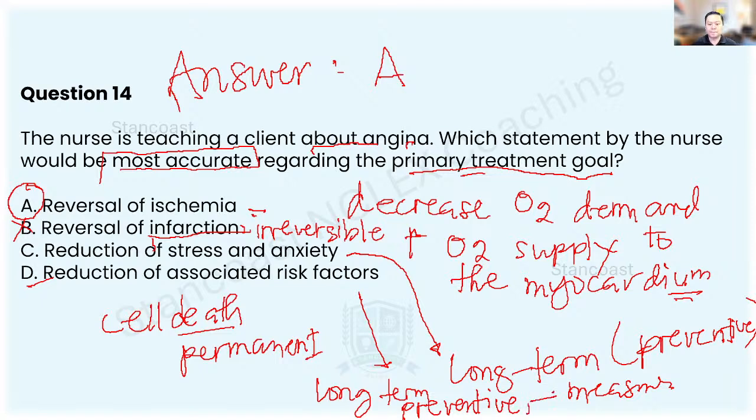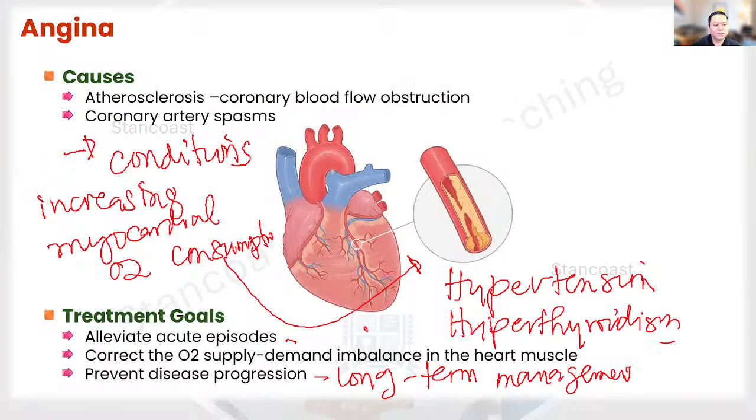Preventive measures. All right. So what slide are we at? We are on slide 584. Okay, let me just show you real quick about that slide where I started. Treatment goals, guys. Here we go. Alleviate acute episodes, correct O2 supply-demand imbalances, and we're going to have to prevent disease progression, long-term management. So just going to show you that. So this will stick to your subconscious that our treatment goals basically would be to alleviate acute episodes, and this is to reverse the ischemia. Right. Going back to our scenario, we are on page 384. So I believe this is it.